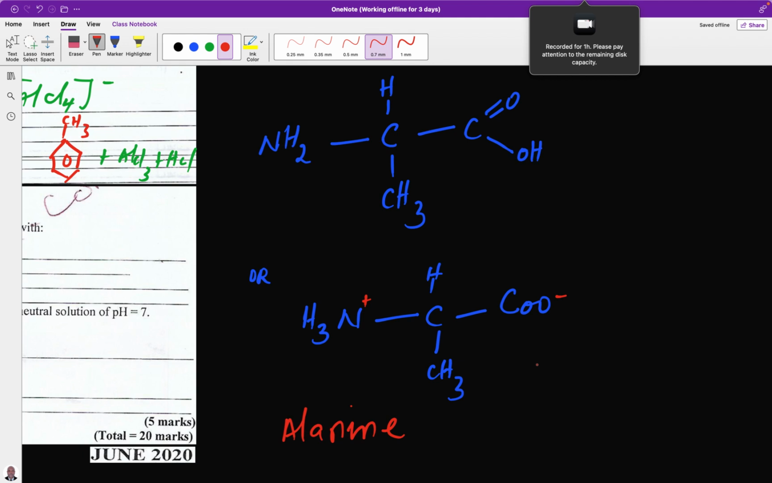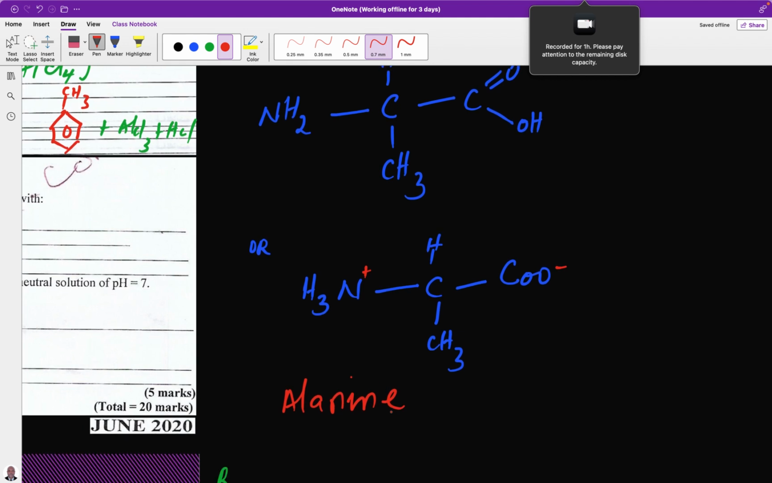In a neutral condition, I said these ions will cancel out each other because the charges, there's no one that is more than the other one. So it results in a neutral condition. You can either write it using a zwitterion or you can write it using this. And the name of this compound, we call it alanine.